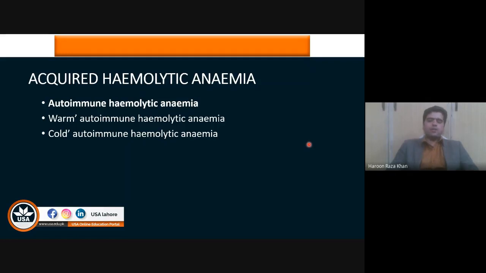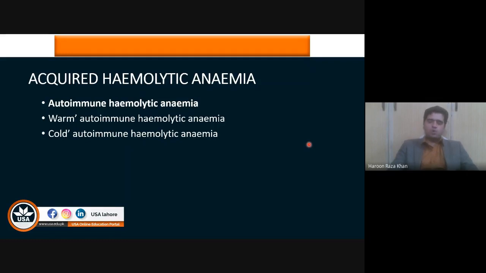Now, the investigations. There is evidence of hemolysis and a direct positive Coombs test. So, if the Coombs test is positive, there is a direct relationship between this test and the evidence of hemolysis. Apart from that, examination of the peripheral blood film at room temperature can show red cell agglutination.